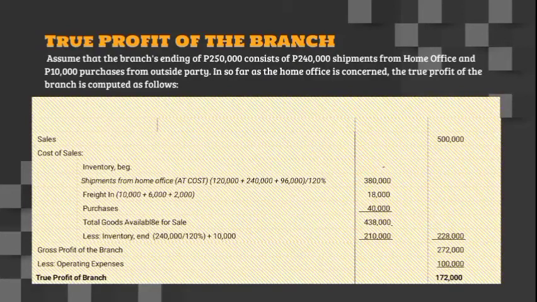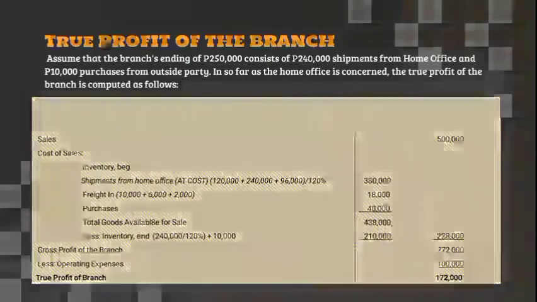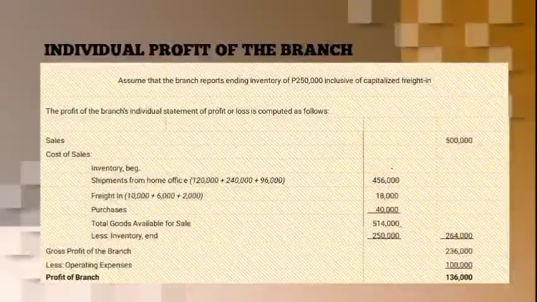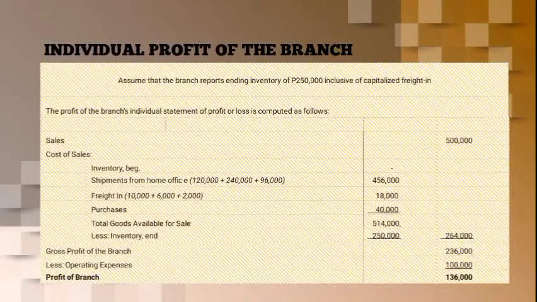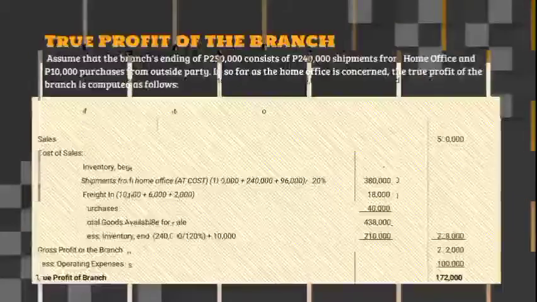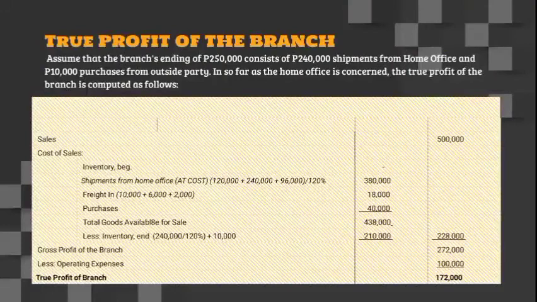If you can notice, the individual profit of the branch is only 136,000. Since we already eliminated the markup, the true profit of the branch is 172,000. Actually, in using the long method, it is very procedural. So, it is necessary for us to know the theories and also to familiarize and apply the procedures to come up with the right answers.